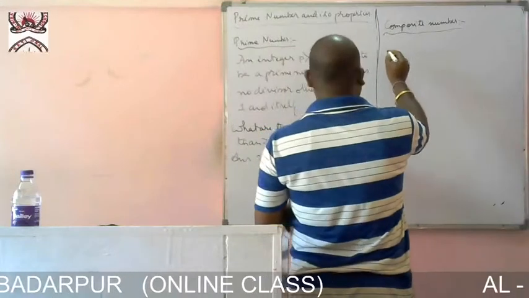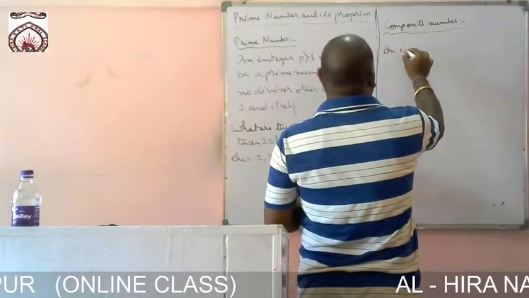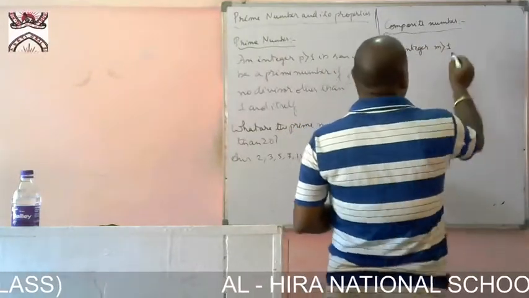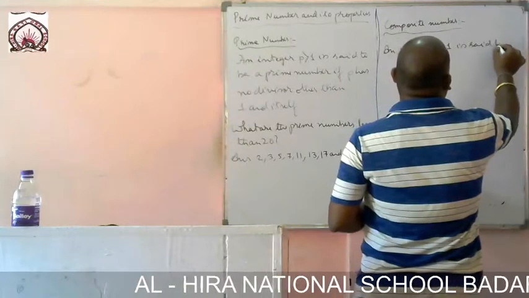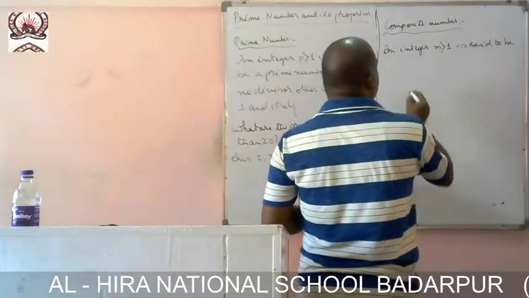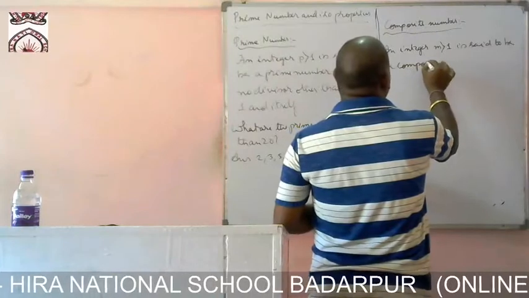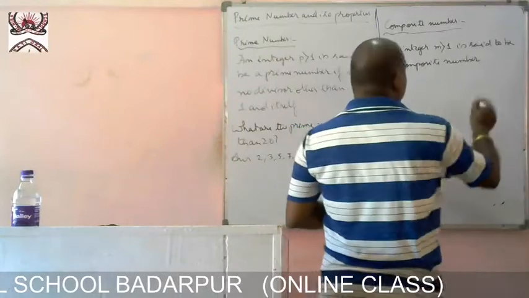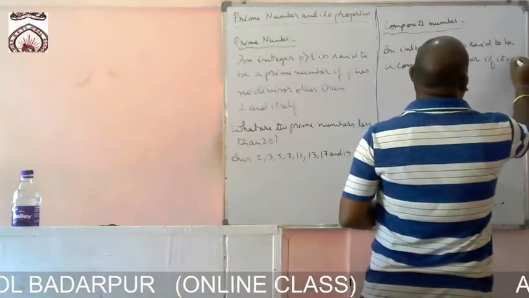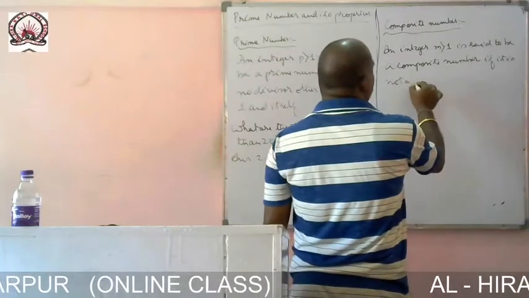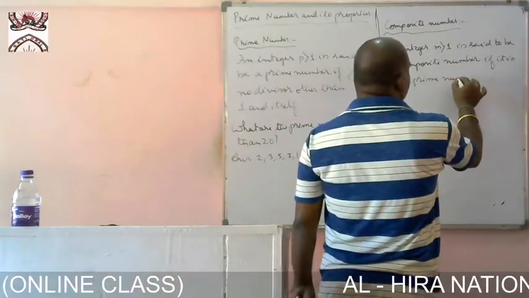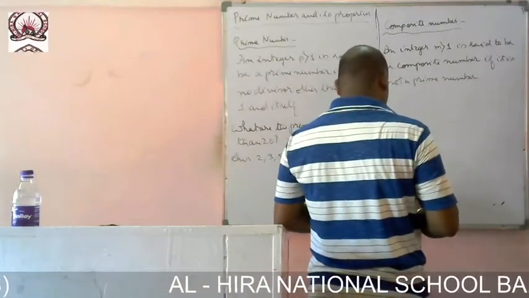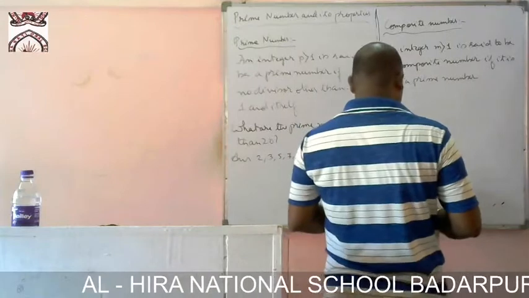Now, what is the definition? An integer m greater than 1 is said to be a composite number if it is not a prime number.